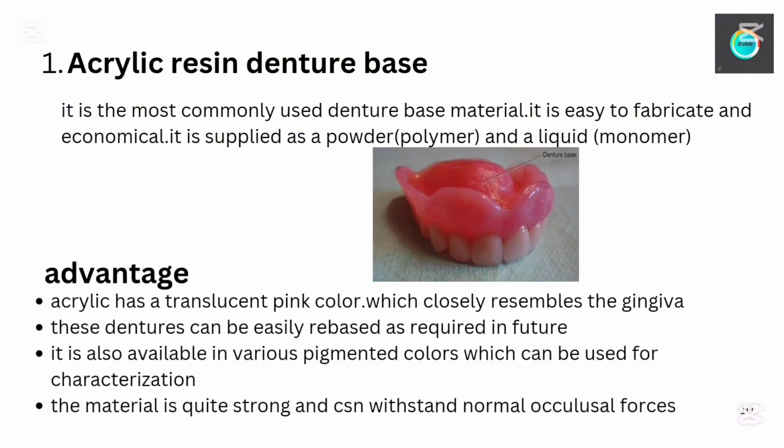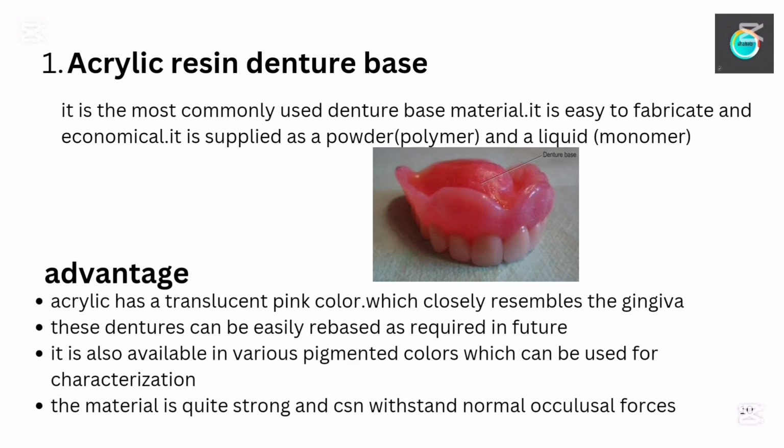Acrylic resin denture base. It is the most commonly used denture base material. It is easy to fabricate and economical. It is supplied as a powder polymer and a liquid monomer. Advantage: acrylic has a translucent pink color which closely resembles the gingiva. These dentures can be easily rebased as required in future.